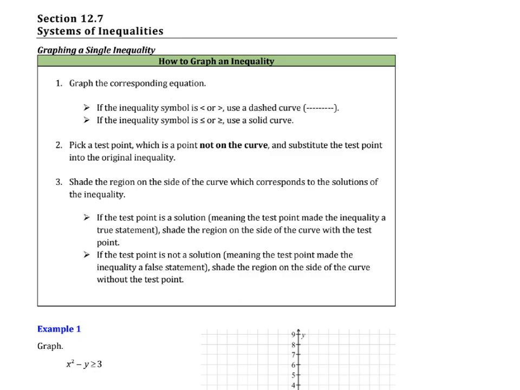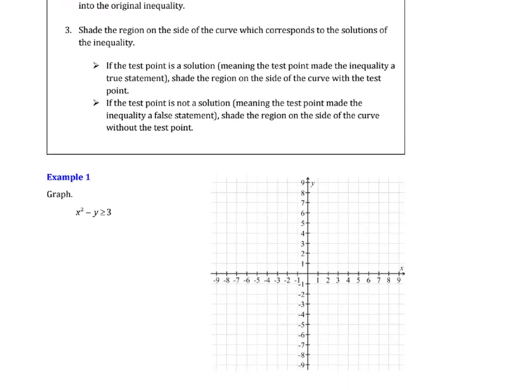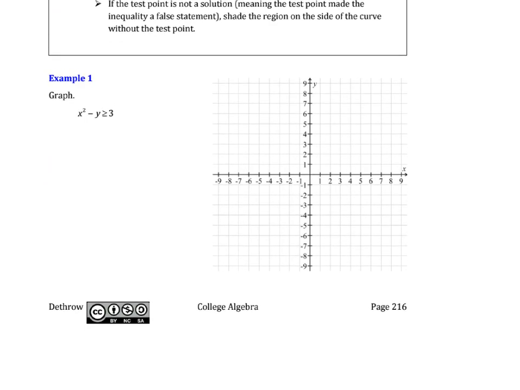To make that determination, we choose a test point in one of the regions. That test point will either make our inequality true or false. And we know that we're going to shade the true side. So let's take a look at an example that might make it more clear.